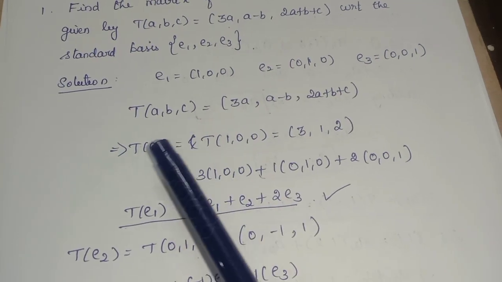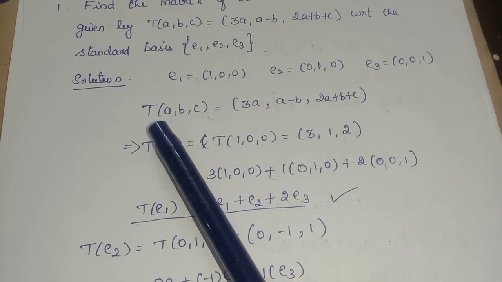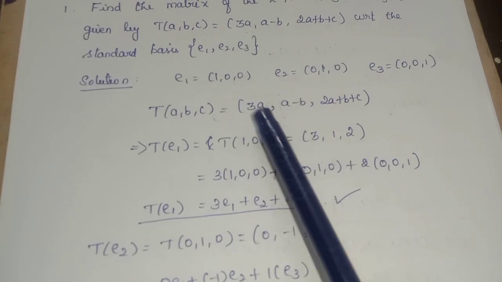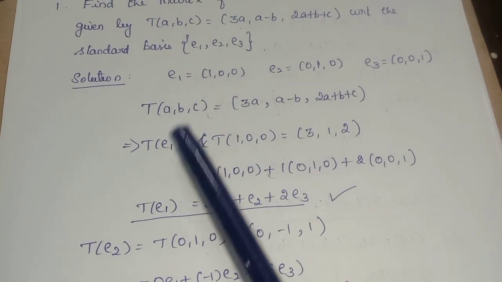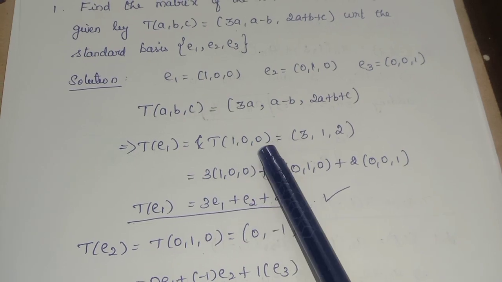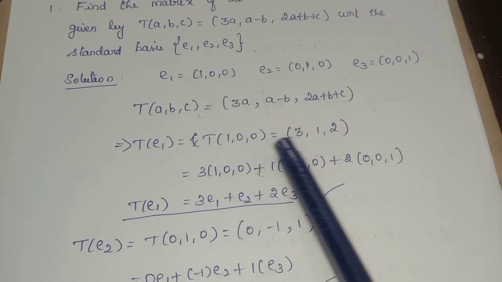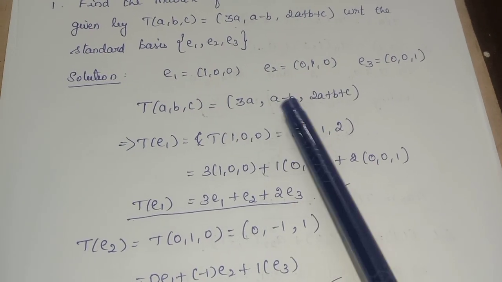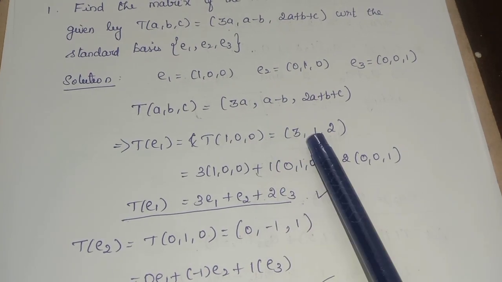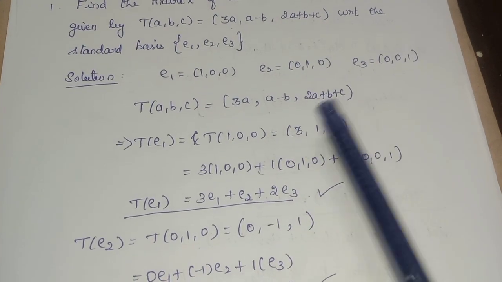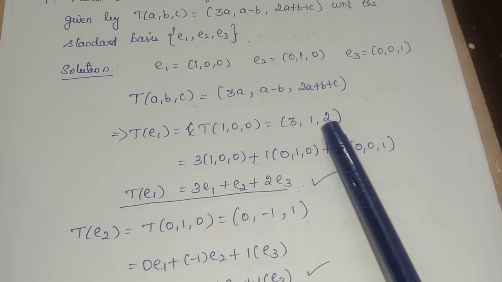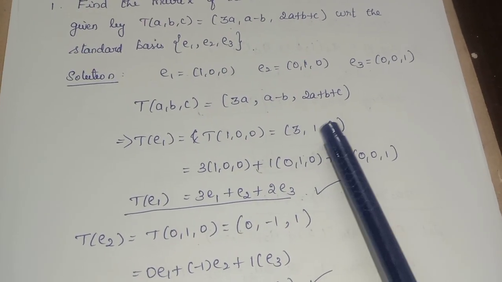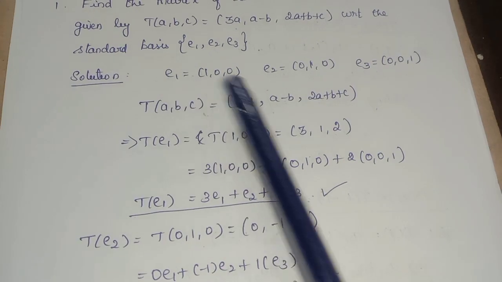Now let us write the definition of T. What is given? T of (a, b, c) equal to (3a, a minus b, 2a plus b plus c). So what is T of E1? T of (1, 0, 0): 3a means here 3. a minus b, so here it will be 1 minus 0, 1. Next one is 2a plus b plus c, so 2 into 1 plus 0 plus 0, so simply 2. So this (3, 1, 2) is the image of E1, isn't it?